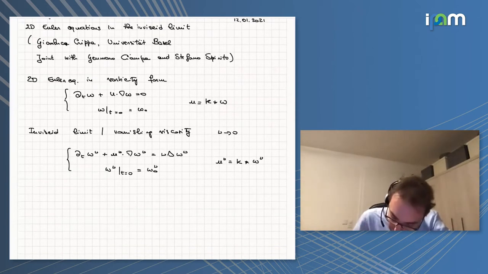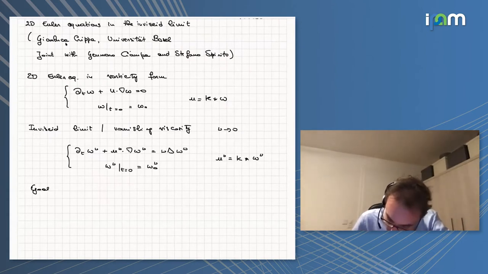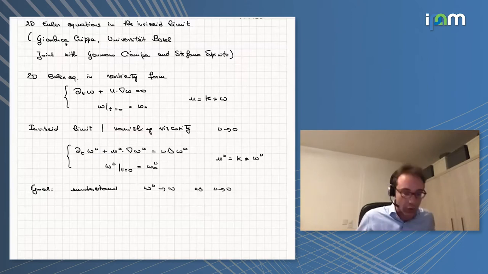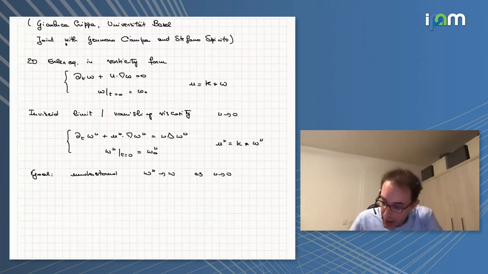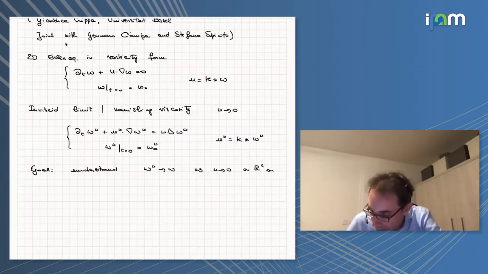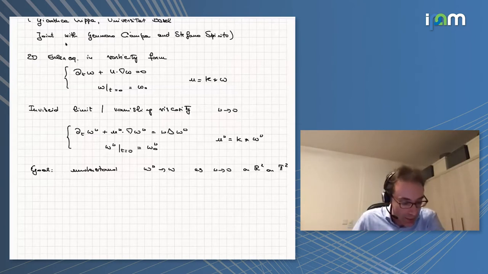As said, the goal would be to understand the convergence of the solutions to the Navier-Stokes equation in vorticity form with viscosity nu to the solution of the Euler equation in vorticity form as nu converges to zero, as we go to this vanishing viscosity limit. And we do this in two dimensions, so these equations are set in two dimensions. We work alternatively on R2 or on the torus. There are some technical differences between these two cases, and I will not focus a lot on those differences.